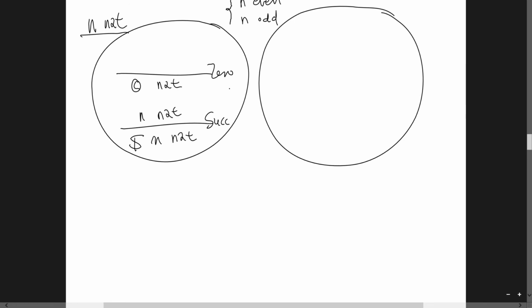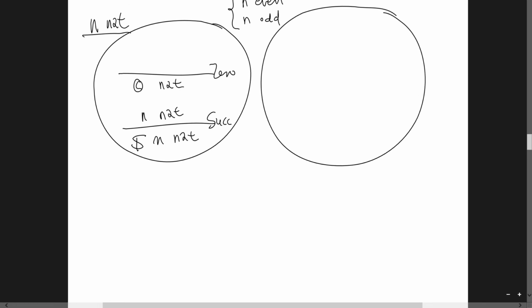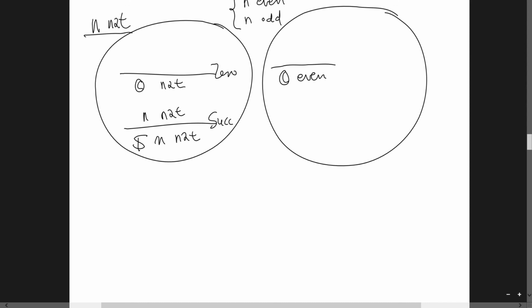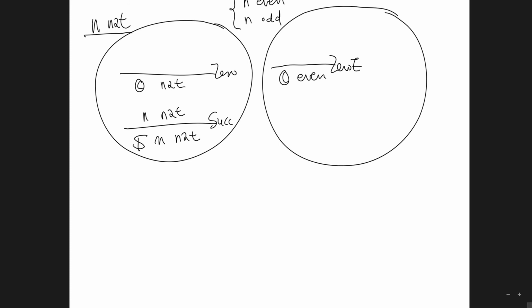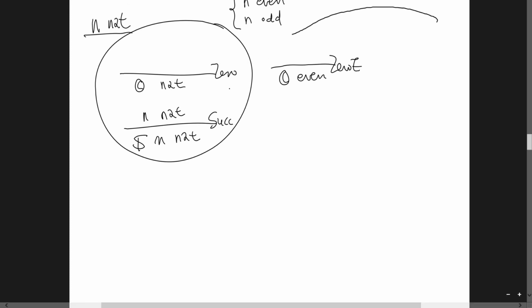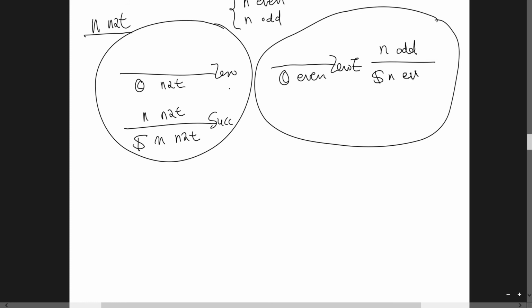And for these two judgments, we have three inference rules. First, 0 is even. This is the 0 even rule. And we have the successor case. If n is odd, then successor n is even. This is the successor even rule. Finally, we have this inference rule. Successor n is odd if n is even. This is the successor odd rule.